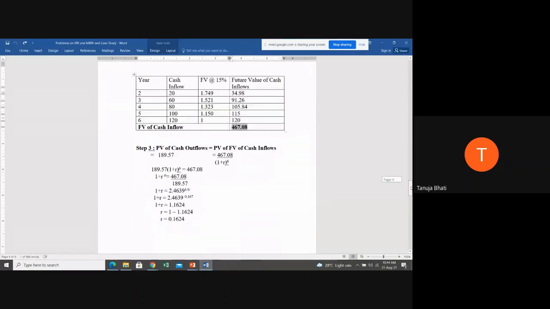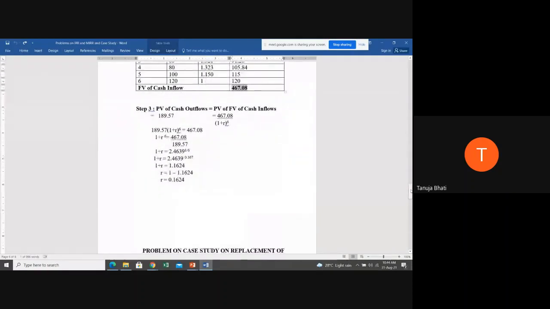What is your third step in MIRR? You're going to equate the both. Equate the both means present value of cash outflow is equal to the future value of cash inflows discounted. So this value I have taken from step number 1, that is 189.57. This 467.08 I have taken from step number 2, divided by 1 plus r raised to 6. This 6 I have taken because the number of years given in the problem is 6. When you solve this formula, you will get r, and that r is nothing but your MIRR.